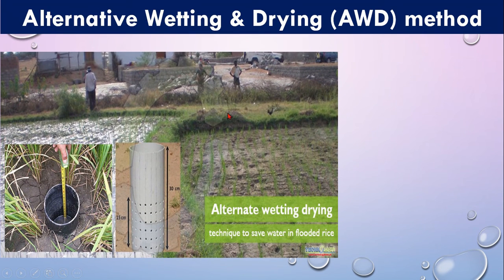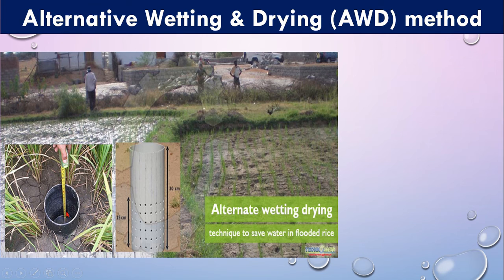You can say this is the rice field, and in the rice field you have to establish the AWD pipe like this. That means this is below 20 centimeter. This one goes down into the land, as you can see, and this one is on the top. So this is the pipe established in the land, and you can measure the water with the pipe.